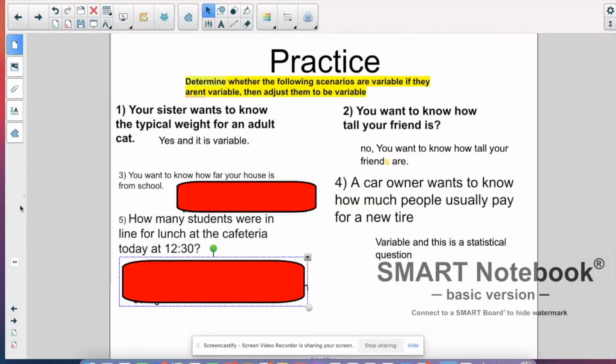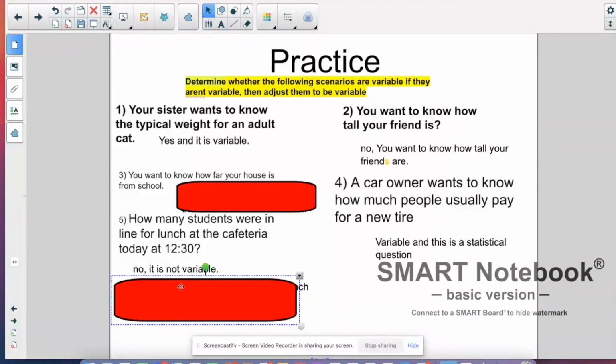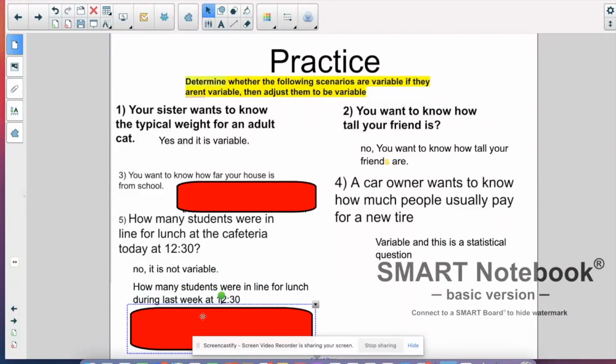How many students were in line for lunch at the cafeteria today at 12:30? This is not variable because there is one specific time that they're able to go to lunch, and the only time we're tracking is at 12:30. So that would be no, it is not variable. It is not a statistical question. So how could you adjust this? How many students were in line for lunch during last week at maybe 12:30? So more of a range, and your answers might vary a little bit.